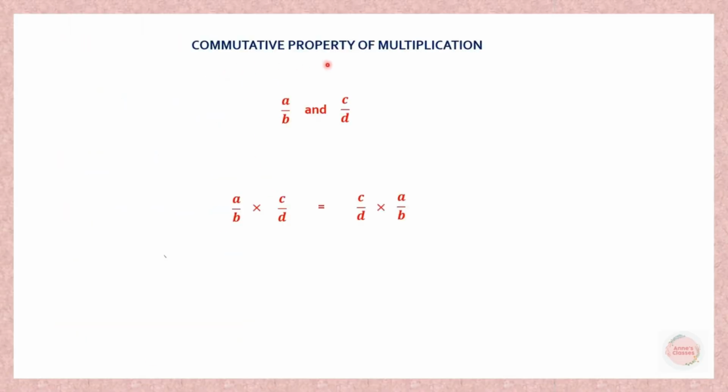Now, what is the commutative property of multiplication? This is just like the commutative property of addition. Now here, if you have two rational numbers a by b and c by d, when you multiply them, a by b into c by d, now if you change the order, that is you put c by d first and then a by b and then multiply, the product will be the same. That means the answer will be the same. So what does the commutative property of multiplication state? For any two rational numbers, when you multiply, whether you change the order or not, the answer will still be the same.